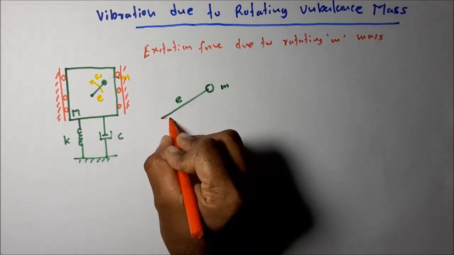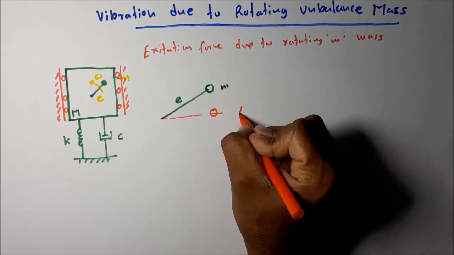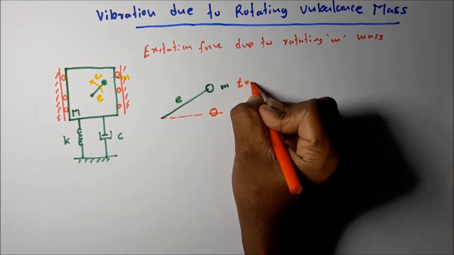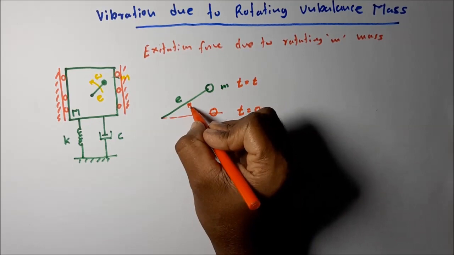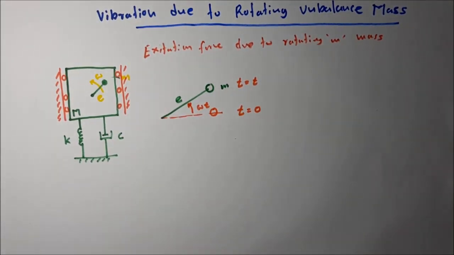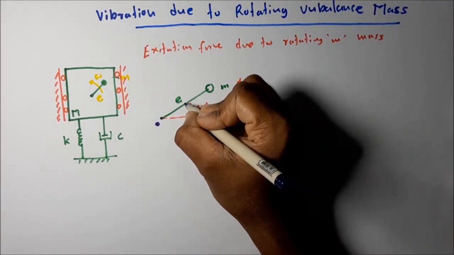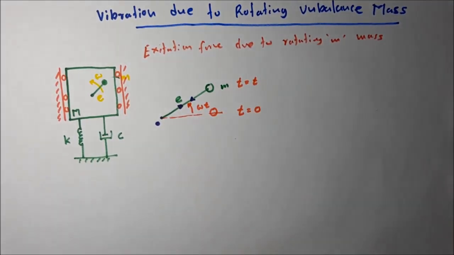Let's say we start measuring t from this horizontal position. This is the t equal to 0 position. This is the t equal to t position. It is rotating with angular velocity omega, so this angle is equal to omega t. You know, when the m mass rotates around this center, a centrifugal force acts in this direction. What is this centrifugal force?